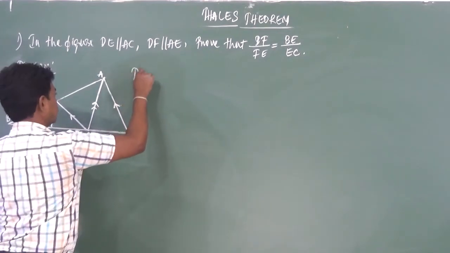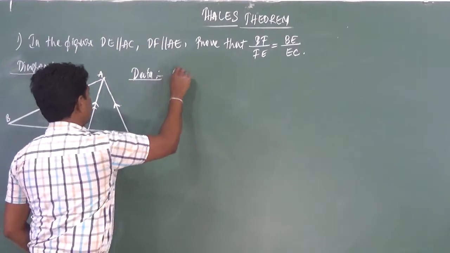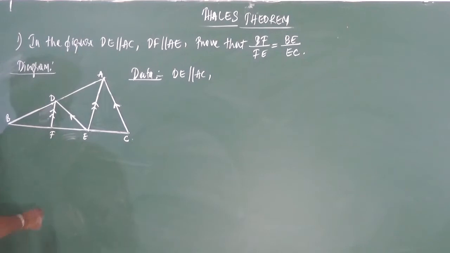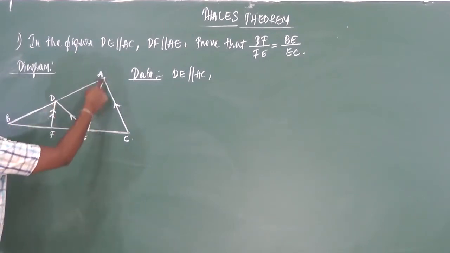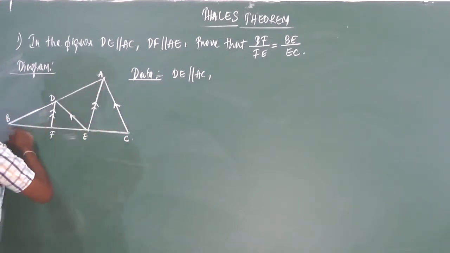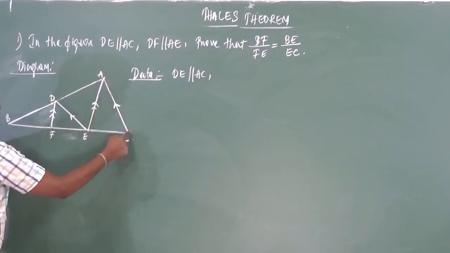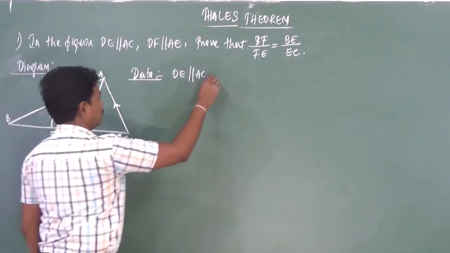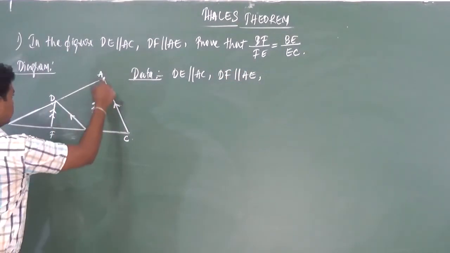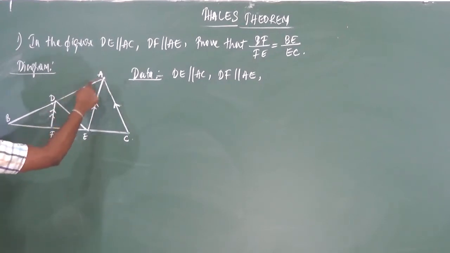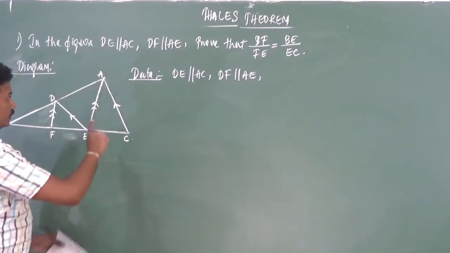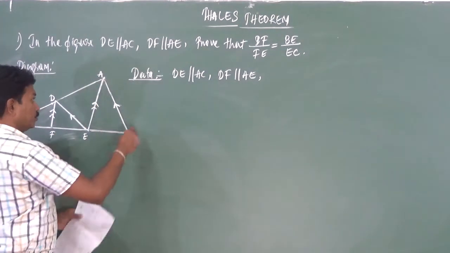So let us write the data, very important. DE parallel to AC. If I write DE parallel to AC, you have to recognize the triangle here. DE parallel to AC happens in triangle ABC. Then DF parallel to AE. Here DF is parallel to AE, you have to recognize the triangle. So it is triangle ABE. So in two triangles, two parallel things are given. So you have to prove that.